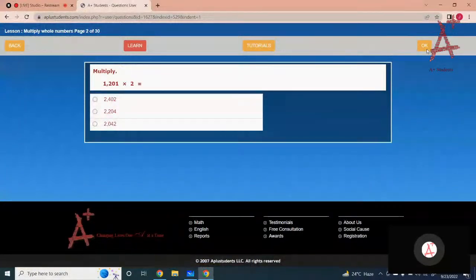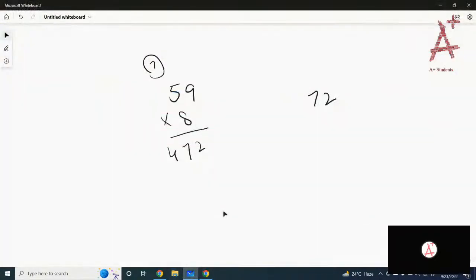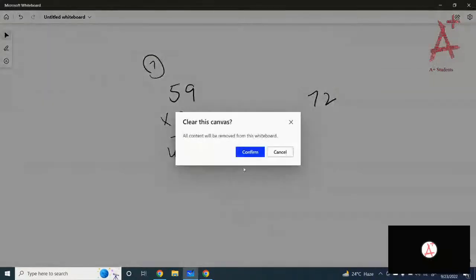Okay, the next one is 1201 times 2. Okay, 1201 times 2. So 2 times 1 is 2, 2 times 0 is 0, 2 times 2 is 4, and 2 times 1 is 2. So it is 2402.